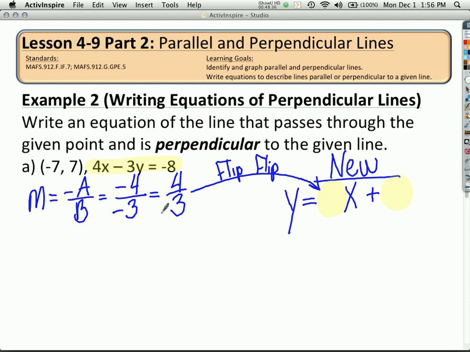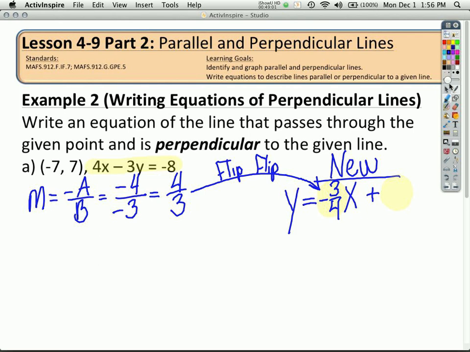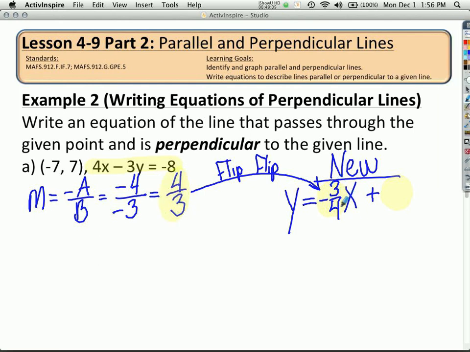So what will it turn into? Diane? 3/4. Close. Flip the sign and flip the number. Sean? Negative 3/4. Flip, flip. Flip the sign, flip the number. So now we can see that we have slopes that are opposite reciprocals. 4/3 and negative 3/4 are opposite reciprocals. So we now know that they're going to be perpendicular lines.